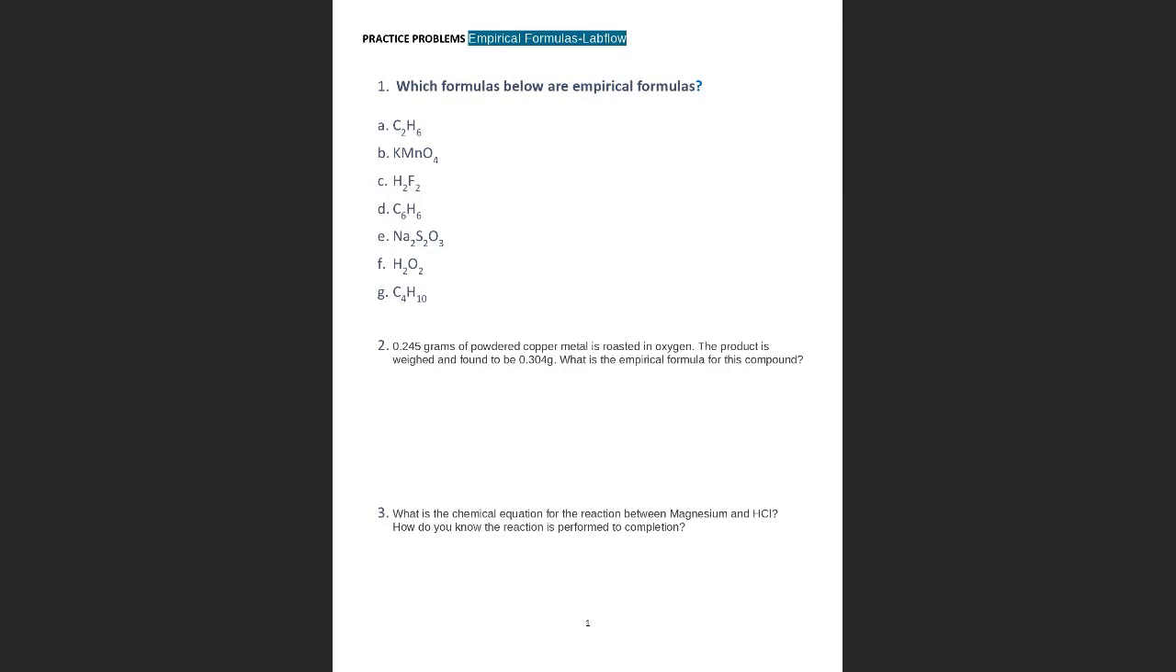Okay. What is the chemical equation for the reaction between magnesium and hydrochloric acid, which is what we are doing? How do you know the reaction is performed to completion? Even though we are going to demonstrate how to calculate the empirical formula, you have this reaction from the previous experiment. So this is the chemical reaction. Magnesium chloride plus hydrogen.